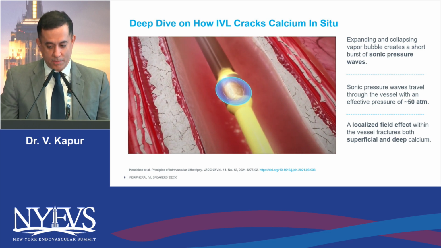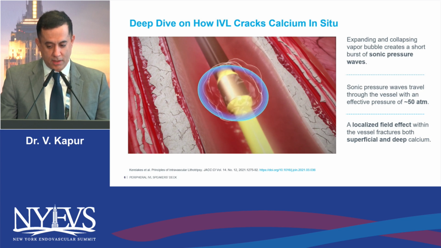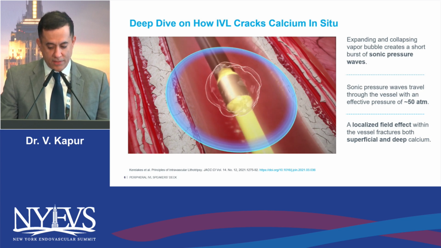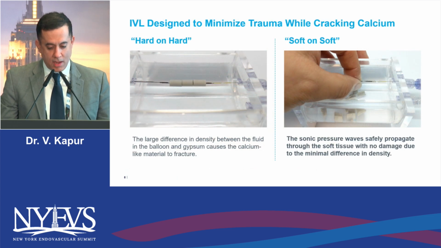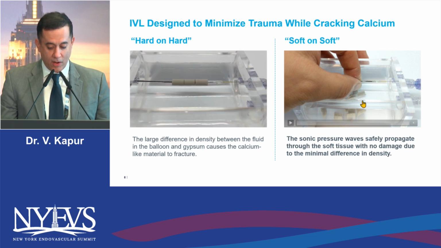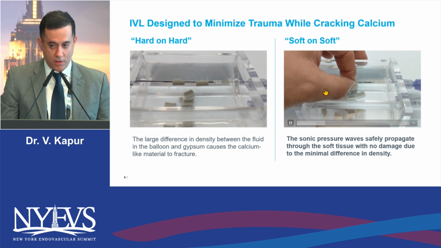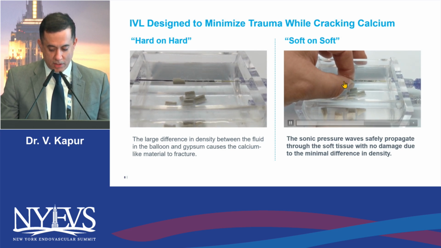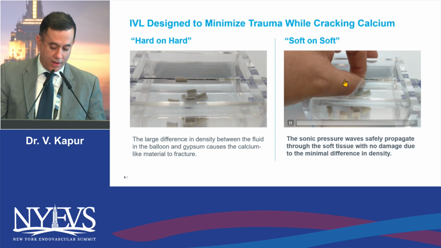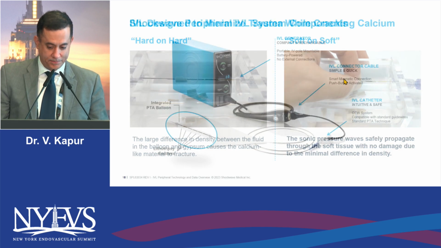and collapsing vapor bubbles, which create a short burst of sonic pressure waves, and then thereby affect the calcium as well. And again, to demonstrate how it differentially works on the harder or more calcified segment, thereby leaving the softer segments not damaged, is where the differential action of these lithotripsy components happens. This is on the left side, which is hard gel, and the right side is the soft gel, where it really doesn't affect the non-calcified segments.